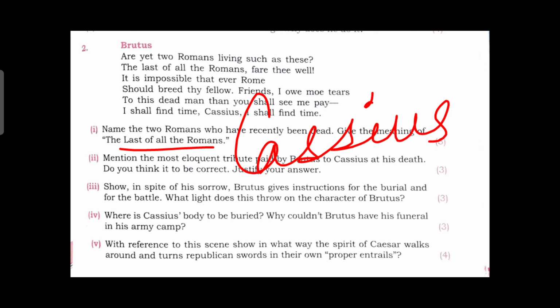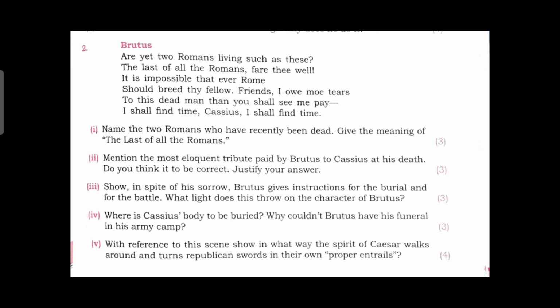Mention the most eloquent tribute paid by Brutus to Cassius at his death. The speech. Go through the speech. So what did he say? The last man worthy to be called a Roman, goodbye. It is impossible that Rome will ever have a man equal to Cassius. And he will shed more tears for Cassius at a later time than he is shedding now, and he will find time to mourn over Cassius's death. And he sends his body to Thassos for his funeral ceremonies. And show, in spite of his sorrows, Brutus gives instructions for the burial, for the battle.